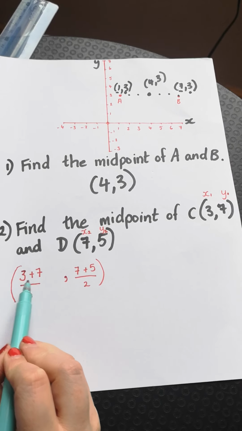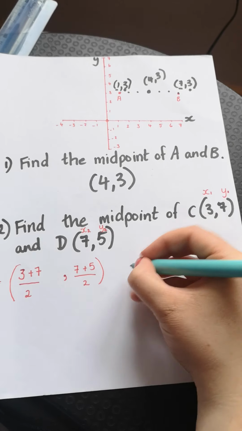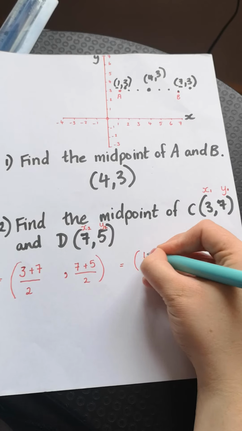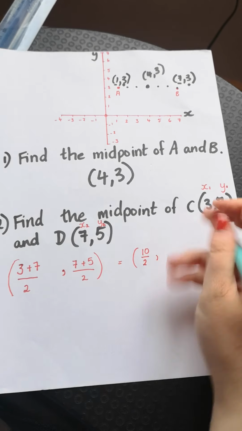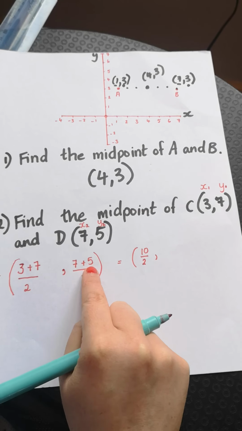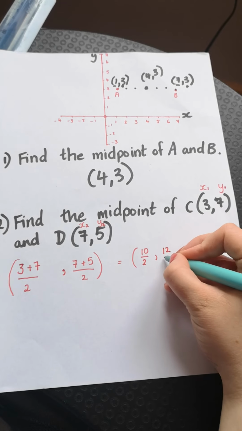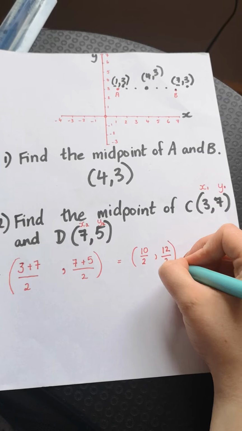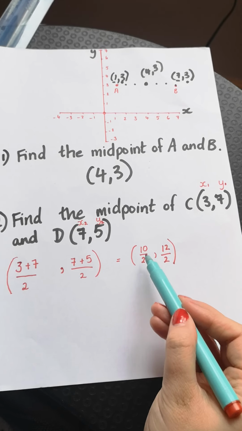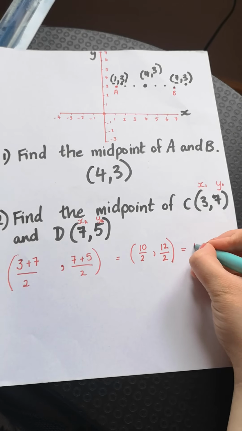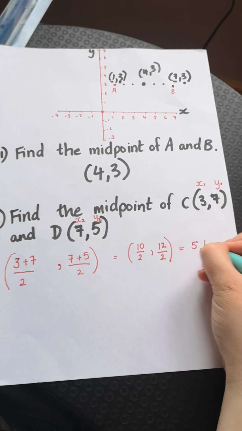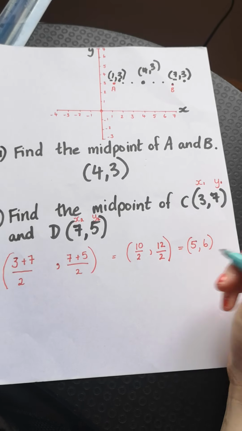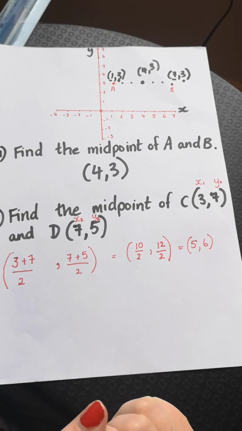Now, 3 plus 7 is equal to 10. I'm going to still leave that over 2 because I'm not going to half it yet. And I have 7 plus 5 is 12. I leave that over 2. So 10 divided by 2 is 5. And 12 divided by 2 is 6. So my midpoint is 5, 6.